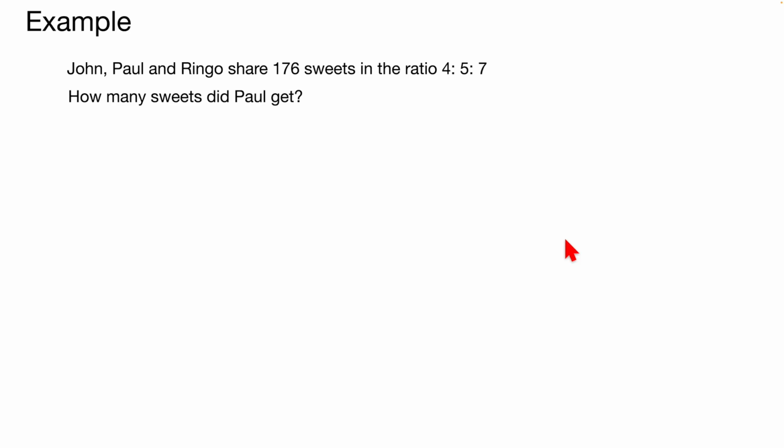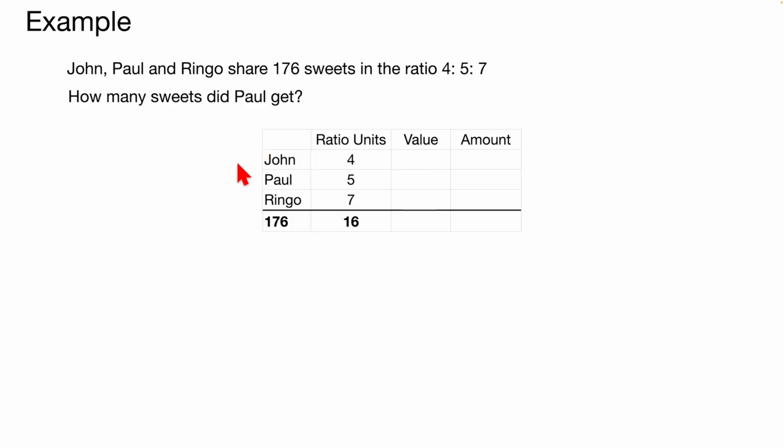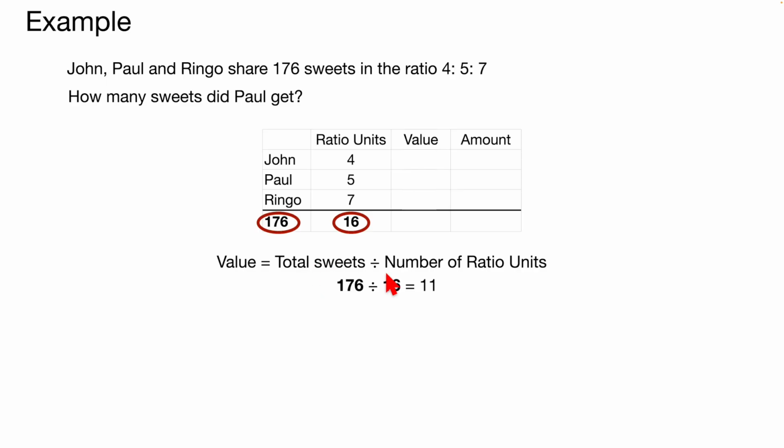John, Paul and Ringo share 176 sweets in the ratio 4, 5 and 7. How many sweets did Paul get? Well, let's see. We'll start off with our table, and here we have all of the information in the question. John, Paul, Ringo, 176 sweets, ratio units 4, 5 and 7, and that totals 16. So the value of each ratio unit is total sweets divided by number of ratio units, and that is 11.